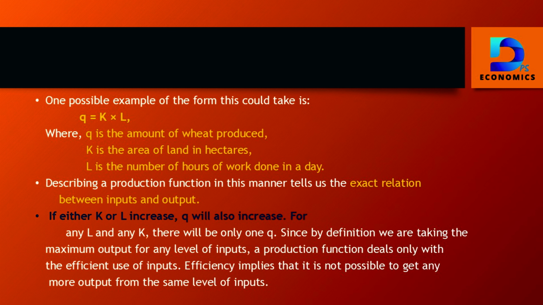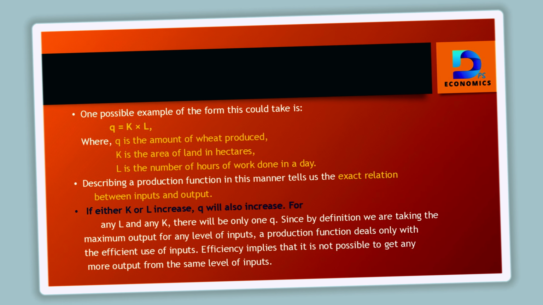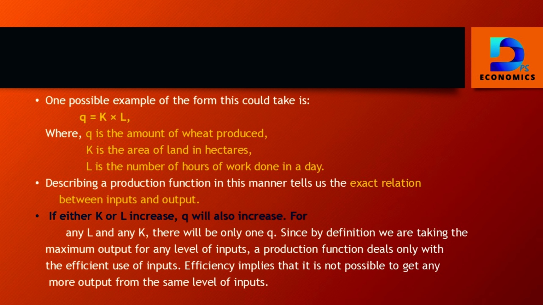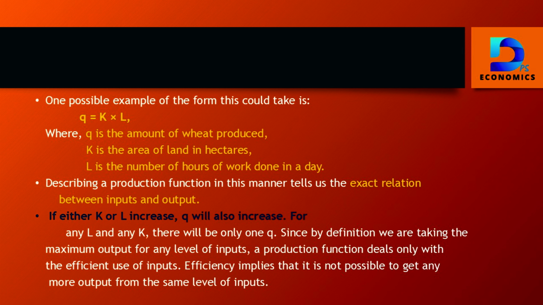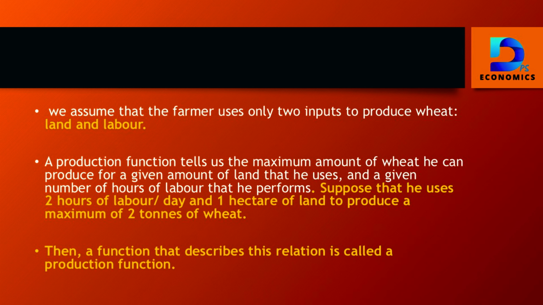Describing a production function in this manner tells us the exact relation between inputs and output. If either K or L increases, Q will also increase. For any L and K, there will be only one Q, since by definition we are taking the maximum output for any level of inputs. A production function deals only with the efficient use of inputs. Efficiency implies that it is not possible to get any more output from the same level of inputs.